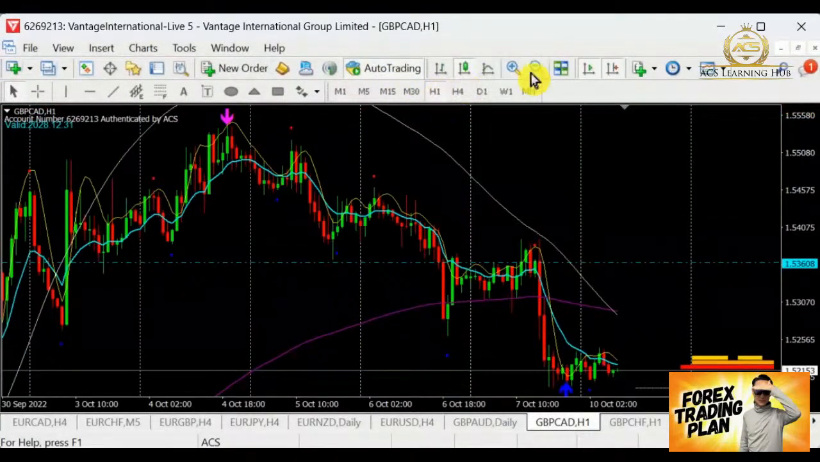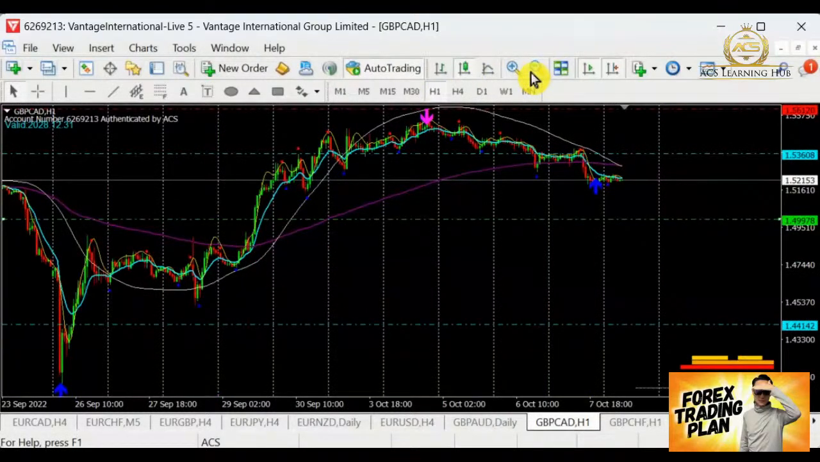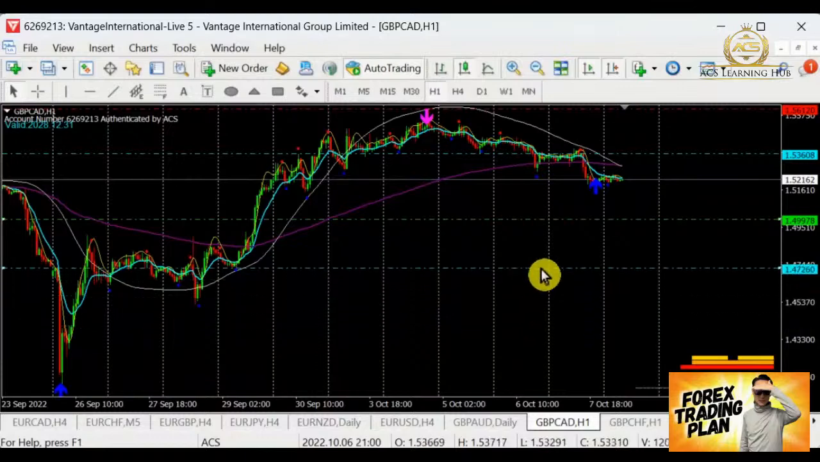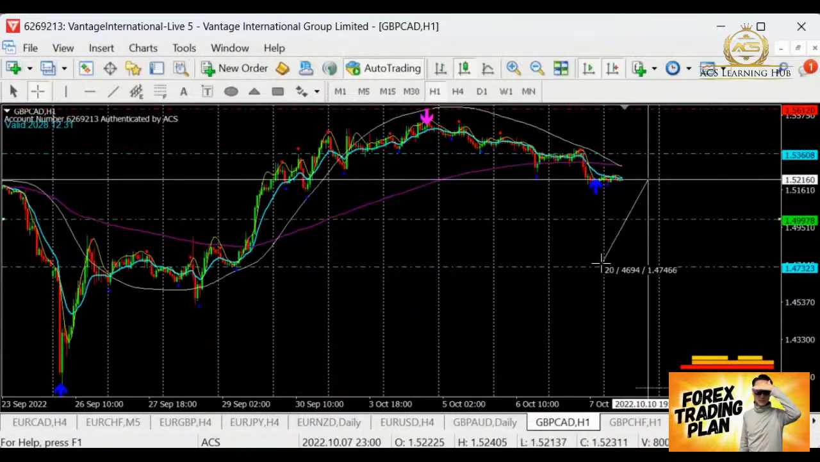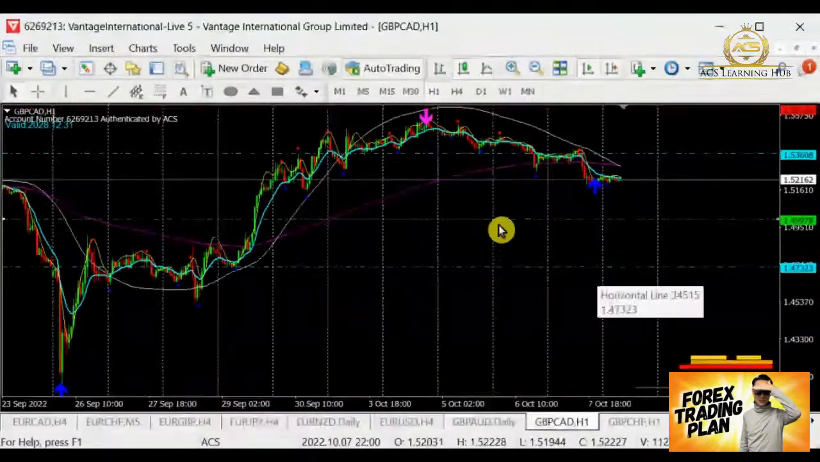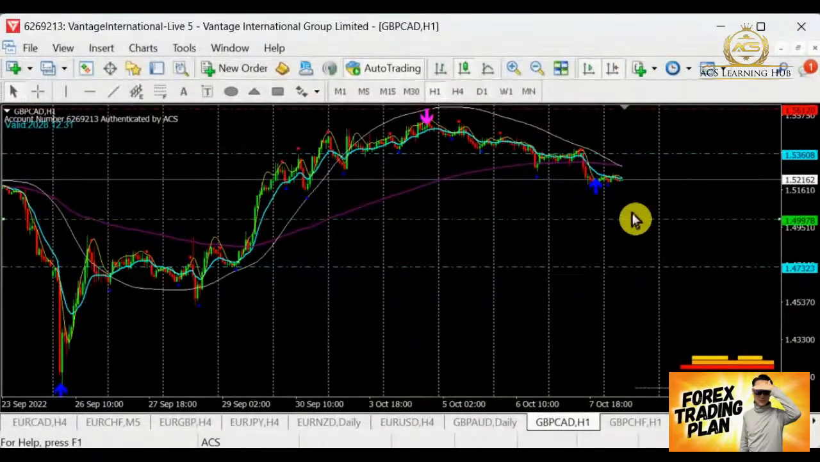So I'll be looking out for things like, well, this Pound CAD has a potential of selling. Oh, that is a lot of pips. Currently, from this current price to this level is about 488 pips. So Pound CAD is still looking good to sell.